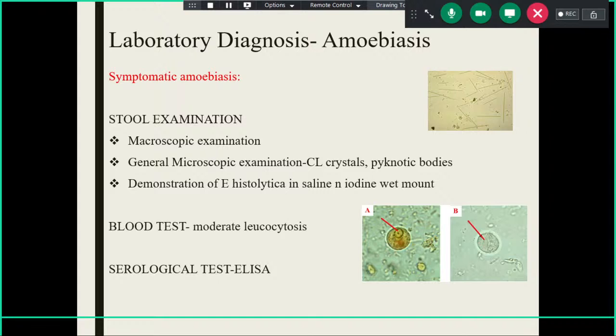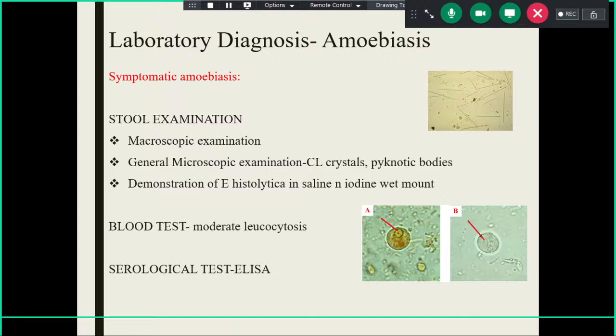Then macroscopic examination means you will see the gross morphology of the stool, what it is, and general microscopic, under microscope you can see Charcot-Leyden crystals, pyknotic bodies. Then in the wet mount, which you will be taught today in your class, when stool comes, you have to make a wet mount of saline and iodine wet mount, and you will look for Entamoeba histolytica cyst or trophozoite.